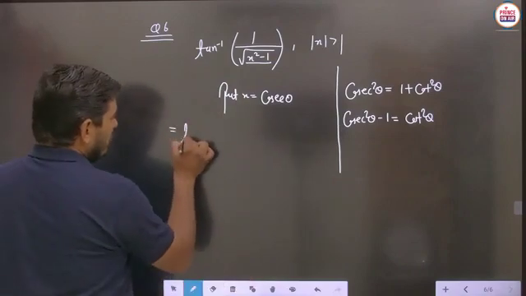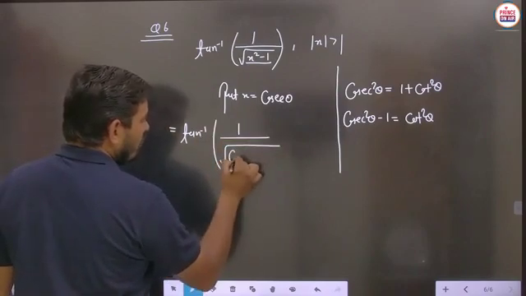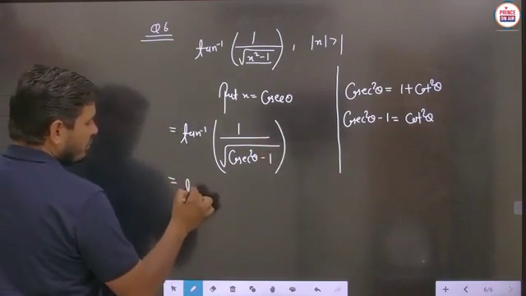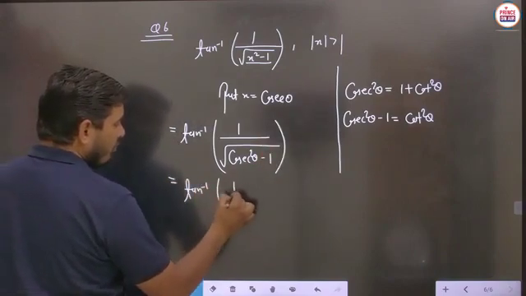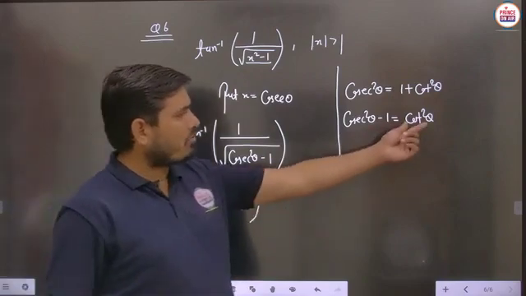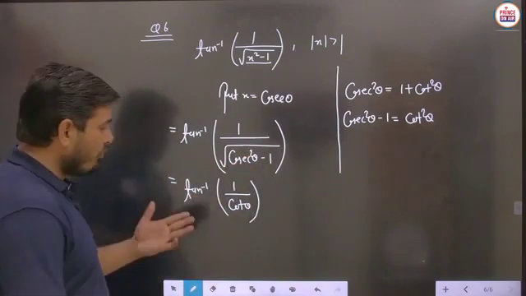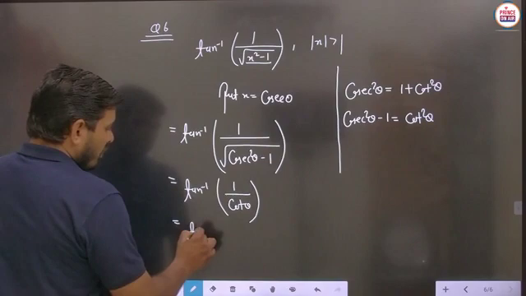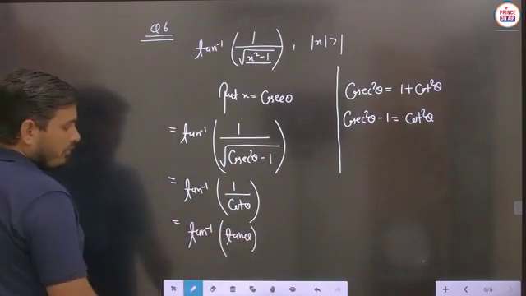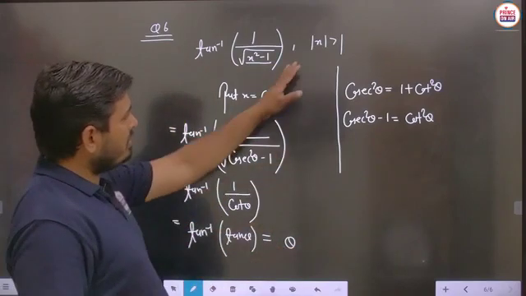So tan inverse 1 upon square root of cosec square theta minus 1 you can write. So this part will become 1 upon cot theta now, because cosec square theta minus 1 is cot square theta, and cot square theta under the square root will become cot theta. Now 1 upon cot theta will become tan theta, and tan inverse of tan theta will be tan theta, because here modulus x is greater than 1.